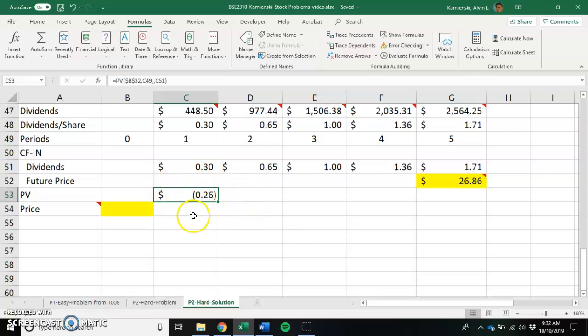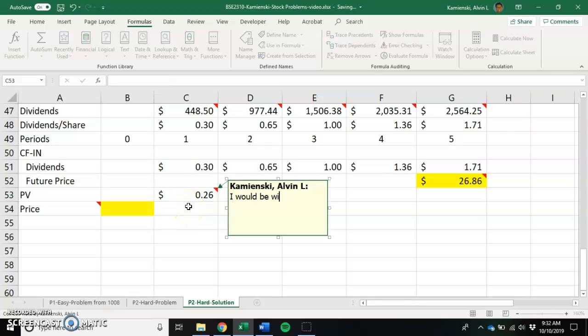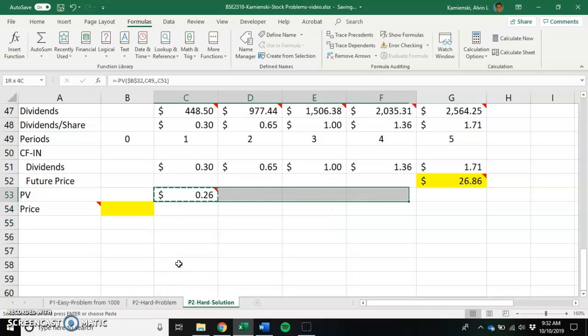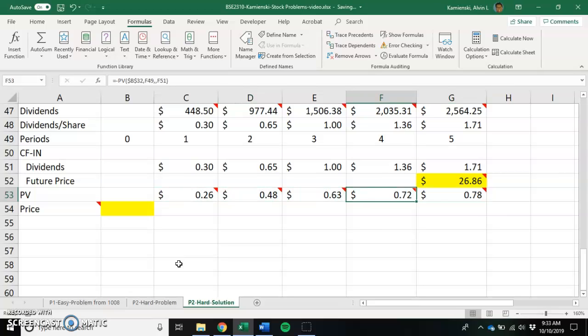Now, if I would like, since that may look a little strange, what I can do is put a negative in front of that just to flip the sign, so that in essence, what I'm saying here is I would be willing to pay up to 26 cents today for 30 cents that comes in one period, assuming a rate of 17%.